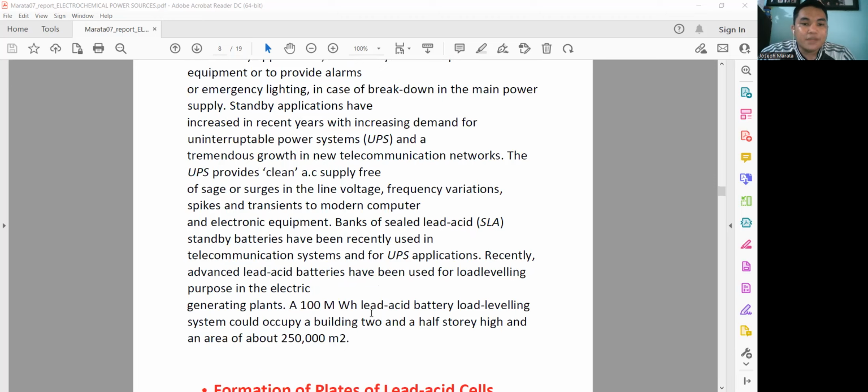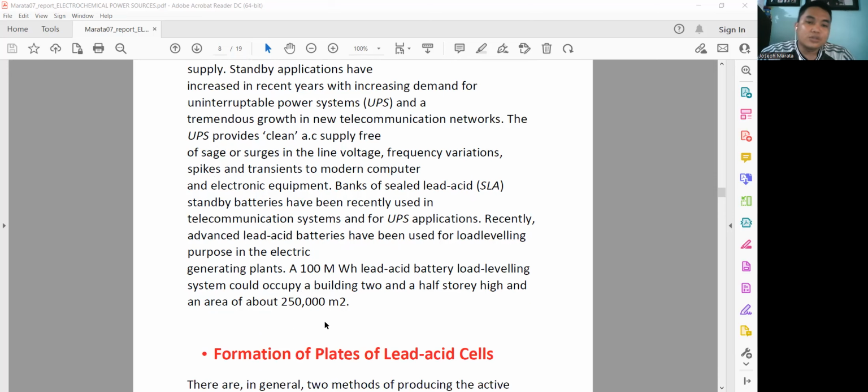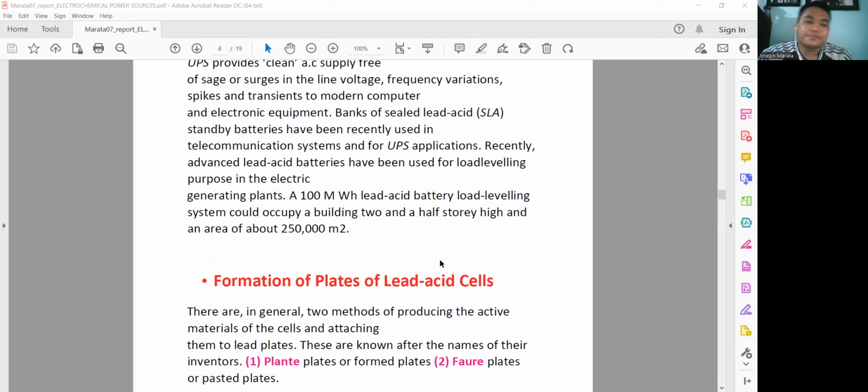A 100 million watt-hour lead acid battery load leveling system could occupy a building 2.5 stories high and an area of about 250,000 square meters.